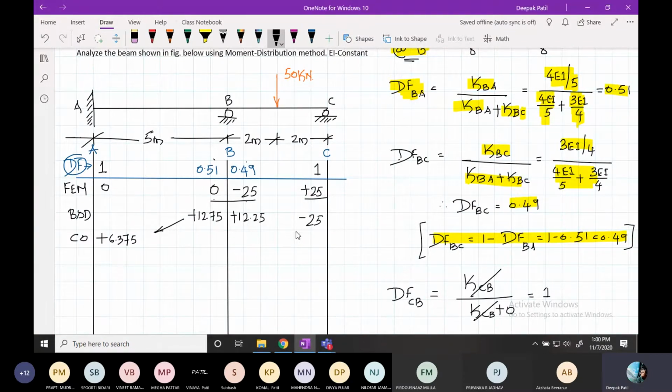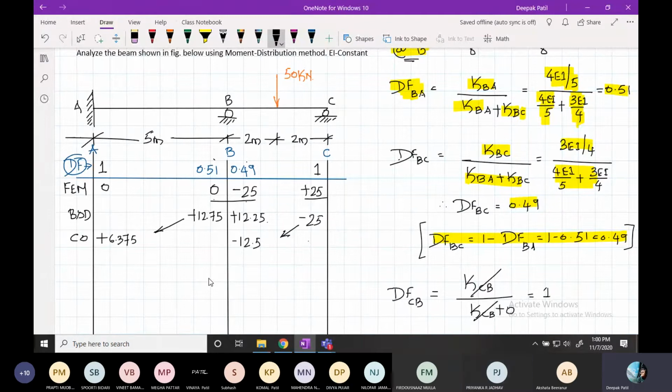Now, will you carry over from C to B? Yes, sir. How much will you carry over? Half. So minus 25 divided by 2 is minus 12.5. Now, will you carry over from B to C? Yes, sir.